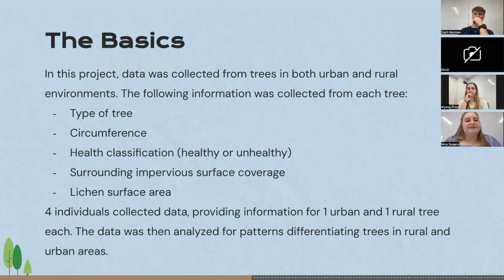What we looked at was the type of tree, the circumference of the tree, whether it was a healthy or unhealthy tree, how much surrounding impervious surface area there was, and how much lichen surface area was on the tree at both breast height and at 2 feet on the ground.